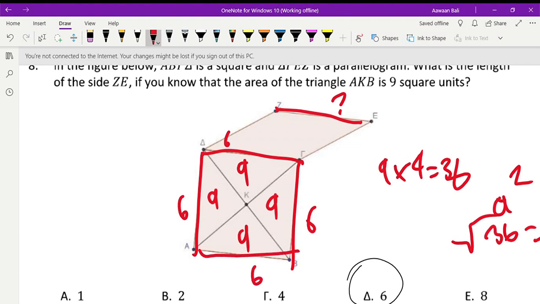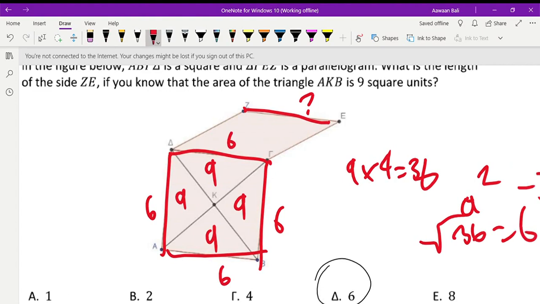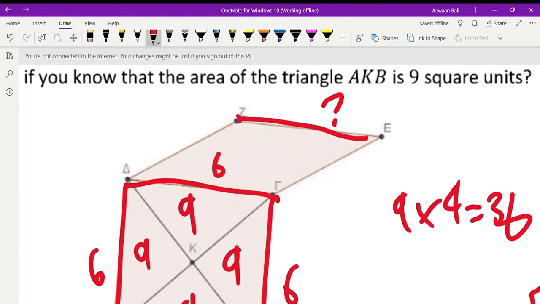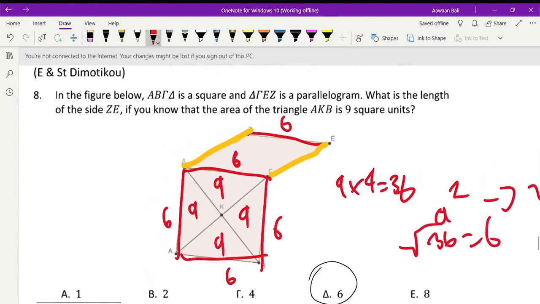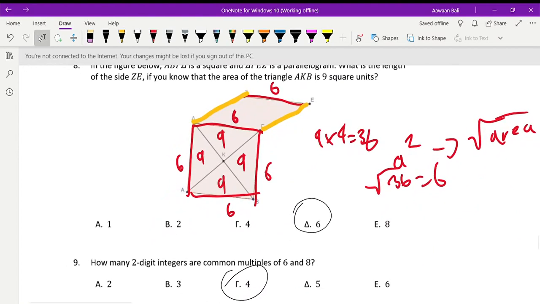However, now we have this parallelogram. If we focus on the upper side, that's 6. We know that in a parallelogram, opposite sides are equal. Basically, what we're saying here is that this side is equal to this side, and the 2 red sides are equal to the 2 other red sides. And since we know this one is already 6, then we know this one will also be 6. So therefore the answer, and that's zeta eta, so therefore the answer is delta, 6.